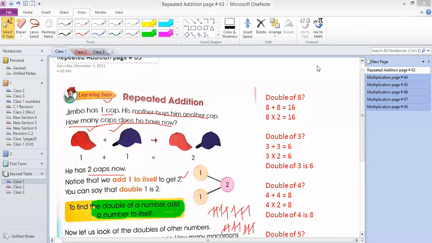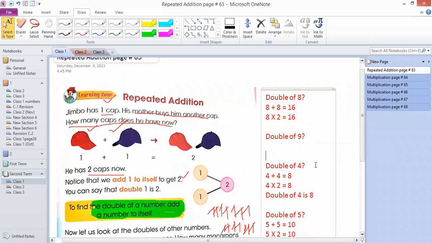So exactly, guys, for the double of 8, either you can add 8 with 8, 8 plus 8, which will give you 16, or another way is to multiply 8 by 2. This is also 16. So the double of 8 is 16. If I ask you what is double of 9, can you tell me the double of 9, guys? What is double of 9? Yes, guys, answer me first.